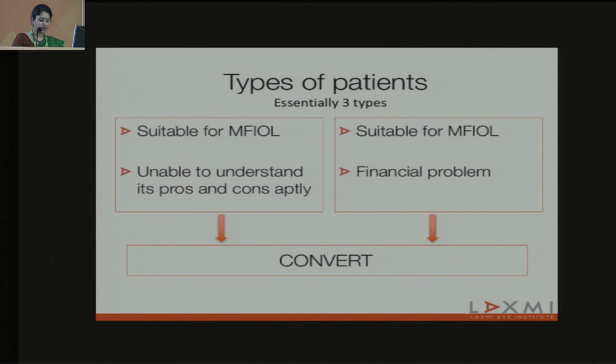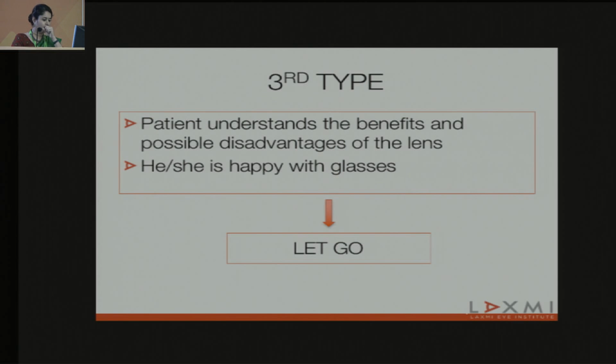Now essentially your counseling skills are going to be put to the test by 3 types of patients. The first 2 are suitable for the multifocal IOL implant, but the first is unable to understand the pros and cons of the lens correctly even after you have explained, and the second is having a financial problem, of course. Now both, if counseled properly and maybe with a little help from you towards the financial side, can be converted into potentially happy patients.